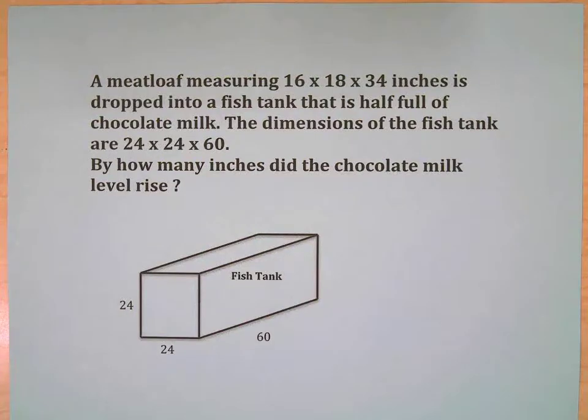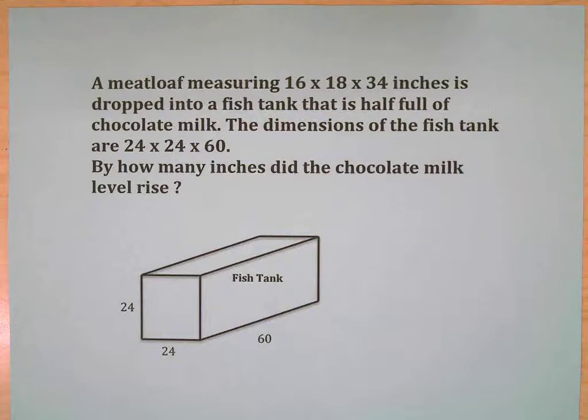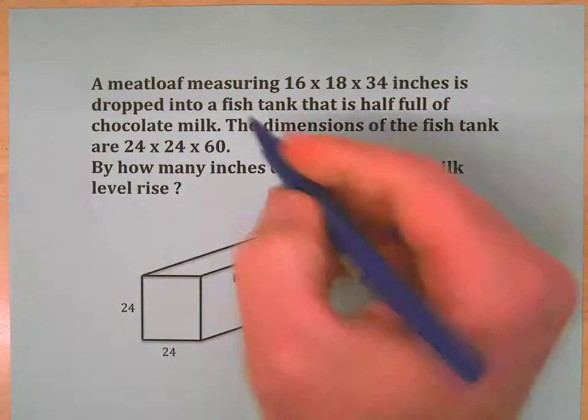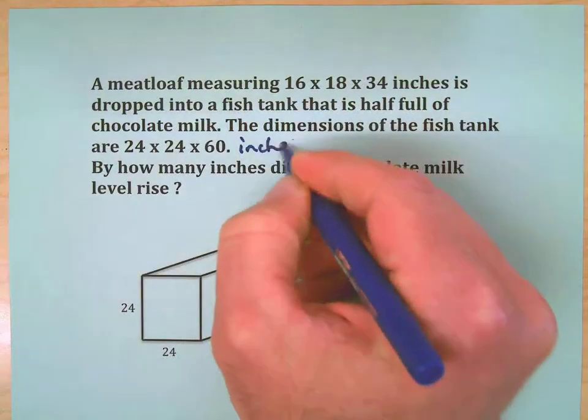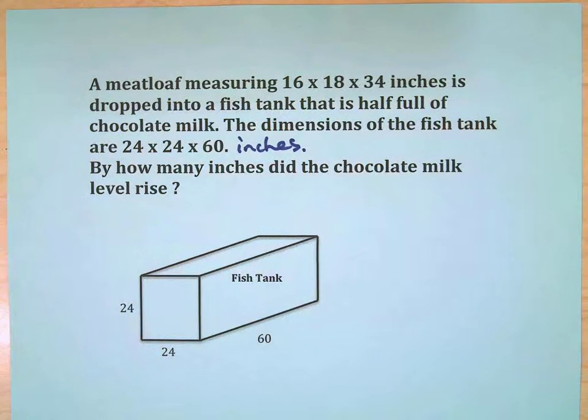All right, here's a quick, fun little question for you. A meatloaf measuring 16 by 18 by 34 inches is dropped into a fish tank half full of chocolate milk. The dimensions of the fish tank shown here, 24 by 24 by 60, and that's inches. Okay. By how many inches did the chocolate milk level rise?